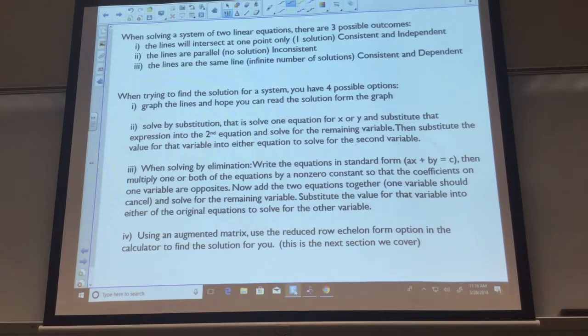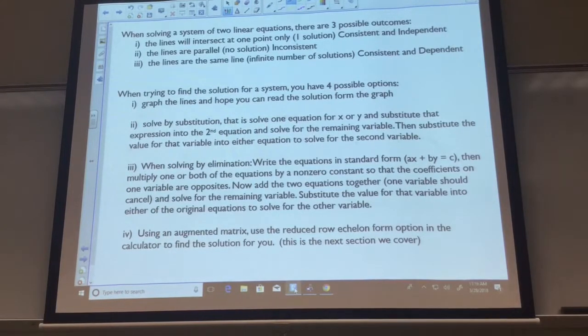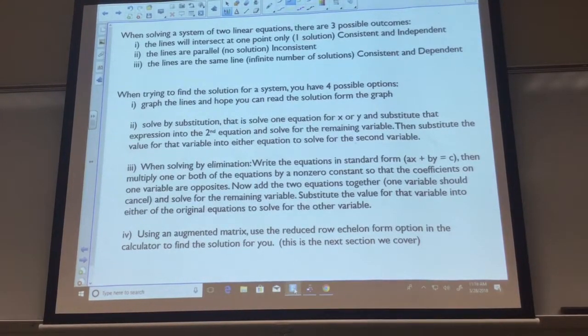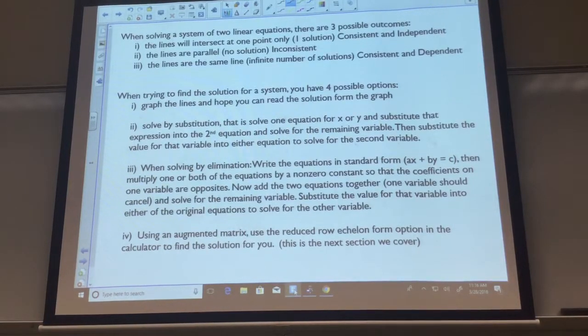But 2 or 3 of the exercises have you solve a system by graphing because it is used farther down the line, but the gold standard of being able to solve systems is to be able to do it by hand. So 2 options by hand. One method is called substitution. One method is called elimination.